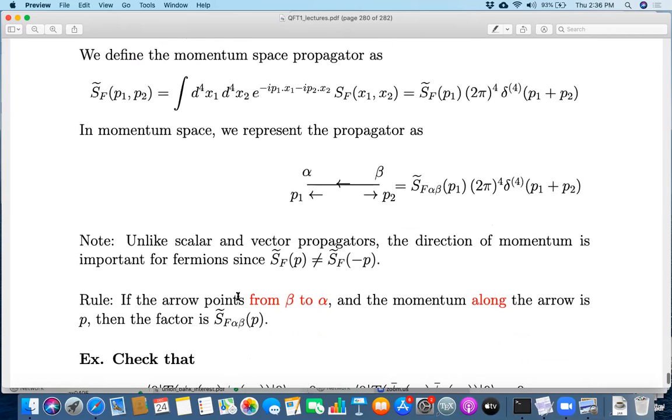So this you should keep in mind. That's the way we have to evaluate the Feynman propagators. When evaluating Feynman diagrams for the momentum space propagators, this is the rule that you have to follow. Is this clear? Are there questions, comments?